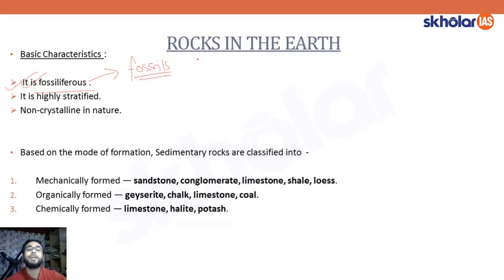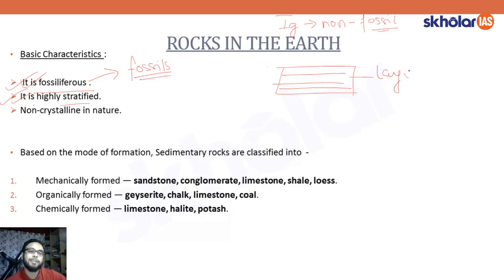Unlike igneous rock. In the case of igneous rock, what was the case? Igneous rocks were non-fossiliferous, right? Understood? There were no fossils in igneous rock, but sedimentary rocks will have fossils in them. Next, it is highly stratified, meaning what? It will have the presence of different layers, or stratification is present. Understood this point? Now what about igneous rock?